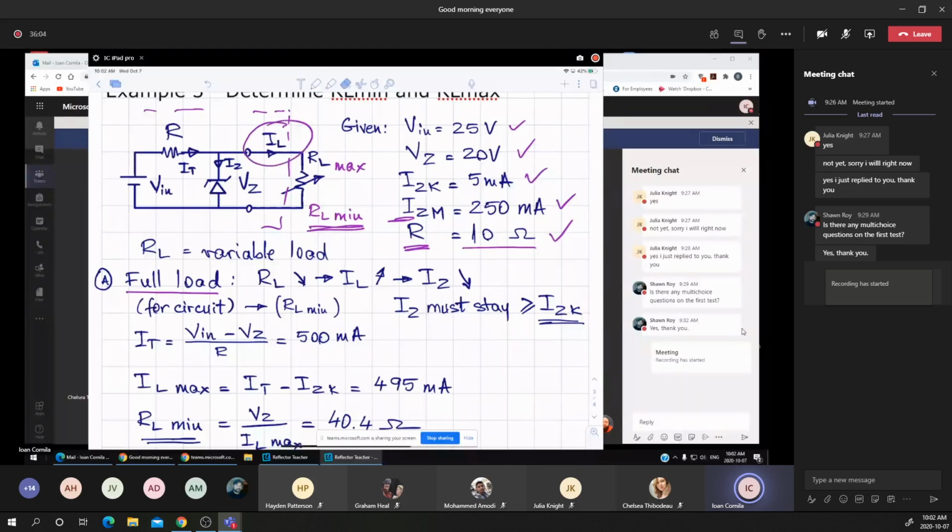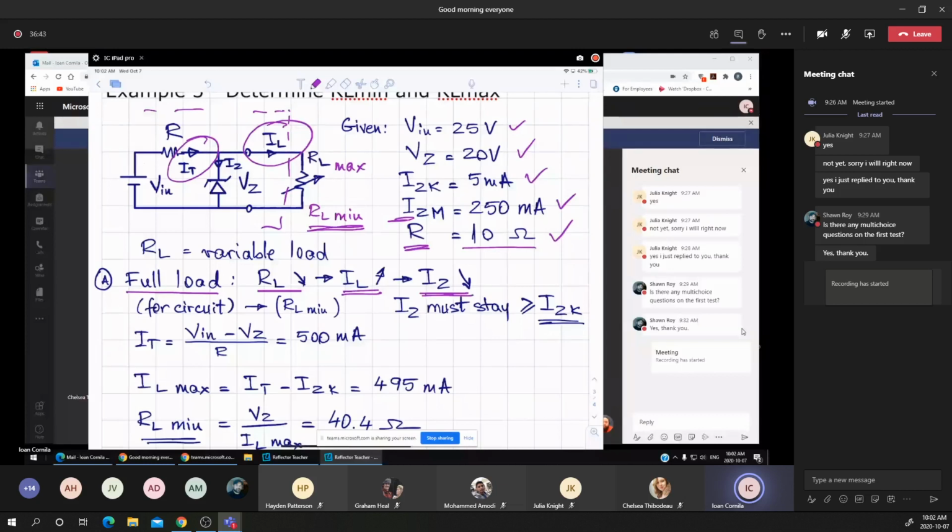Now suppose that we are making the resistance decrease. If the load resistance is decreasing, I'm showing step by step how it will affect the IZ and how it will affect the total current. Means that the IL is increasing. That's the load of the circuit. As the IL is increasing, the IT, again, look at this current, stays constant, means that the IZ is decreasing.